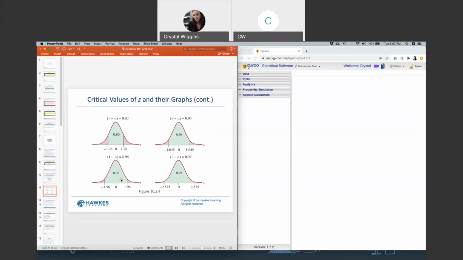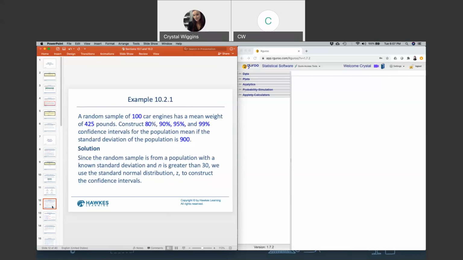Next is the 95% confidence interval, which is very popular, and the default if it's not mentioned, by the way. Hint, hint, keep that in mind. You're going to see in Rguroo it defaults to 95, or the opposite of that, 0.05, all the time because it's the default. And the critical value for a Z distribution of a 95% confidence interval is 1.96. For 99%, we have 2.575. Again, Rguroo will most likely want you to round that to 2.58.